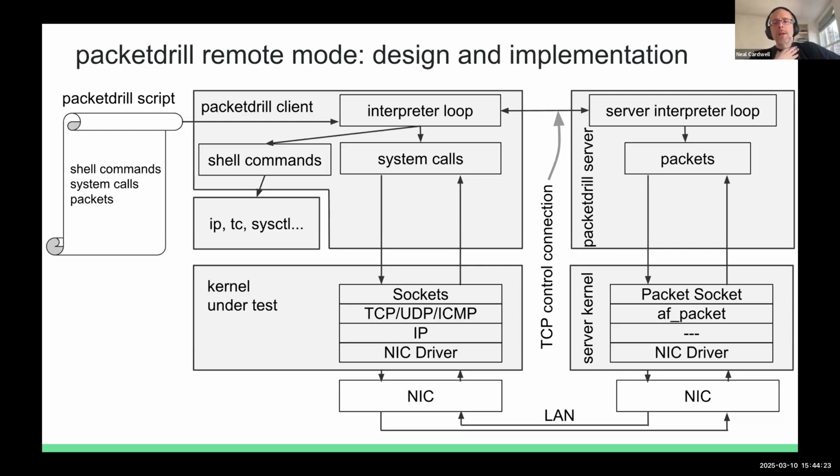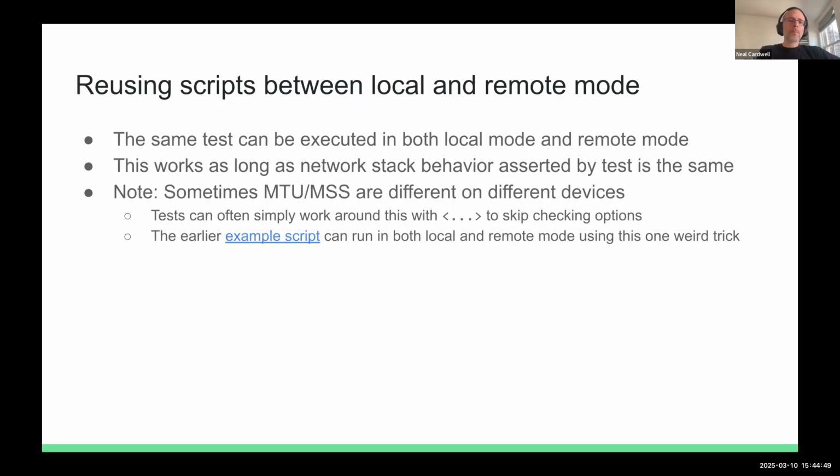When there are packet events on the server side, it either injects a packet down through the NIC and across the LAN to the NIC of the system under test, or it sniffs for a packet sent by the kernel under test through its NIC over the LAN into the NIC of the server machine that's doing the validation of the timing and contents of those packets. So that's how remote mode works.